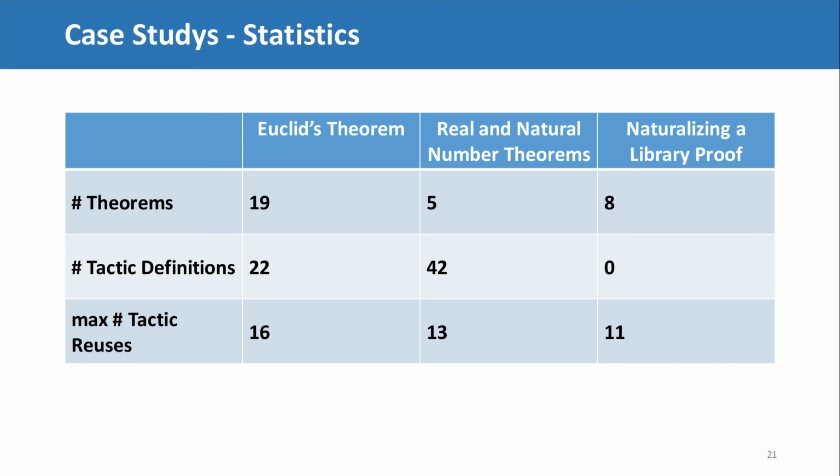The table now shows the number of theorems we have proven for each case study, the number of tactic definitions we had to perform for proving these theorems, and finally, the maximum number of reuses for Lassie tactics that we found. I want to highlight one point here. Naturalizing the library proof was the 3rd case study we performed after doing the first 2, and it turned out that we could just reuse the tactic definitions from the first 2 case studies to perform this naturalization, and we were able to reuse a lot of the tactics.